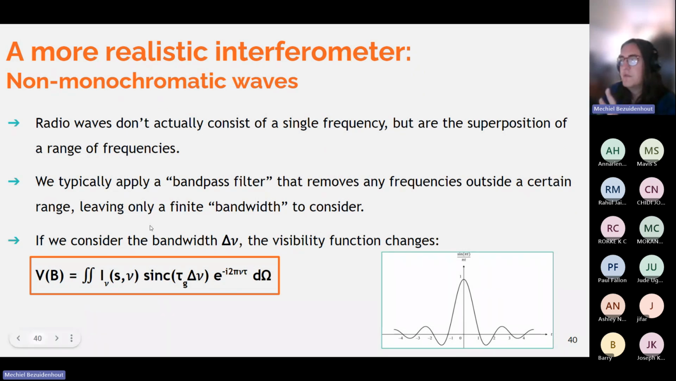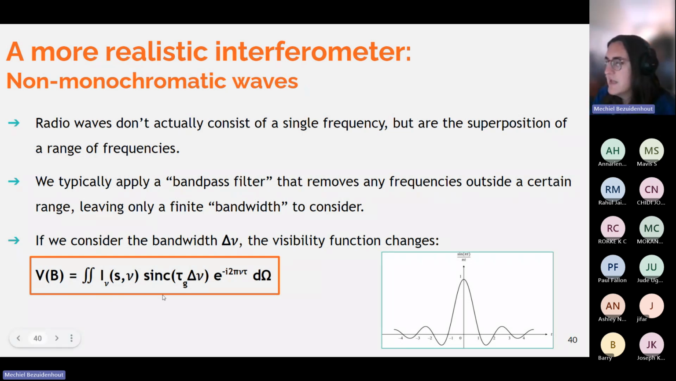And the effect of considering a finite bandwidth, delta nu, is that the visibility function actually changes. So the visibility is now the intensity multiplied by the exponential here, but then you have an extra sinc factor. The sinc function is sine pi x over pi x, so you have a sinc function which is a function of the delay times the bandwidth, delta nu.